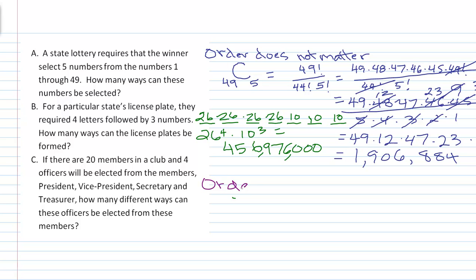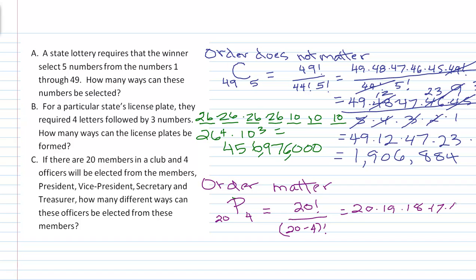So the order does matter, and you can't have repeated choices. So you can't be both the president and the vice president. So this is actually a permutation of 20 objects taking 4 at a time. According to the formula, that is 20 factorial over 20 minus 4 factorial. So that's 20 times 19 times 18 times 17 times 16 factorial over 20 minus 4 is also 16 factorial. Those divide out. So that gives us 20 times 19 times 18 times 17.